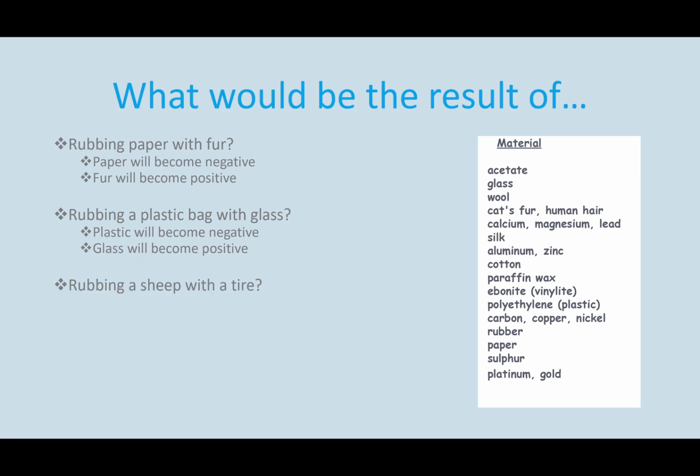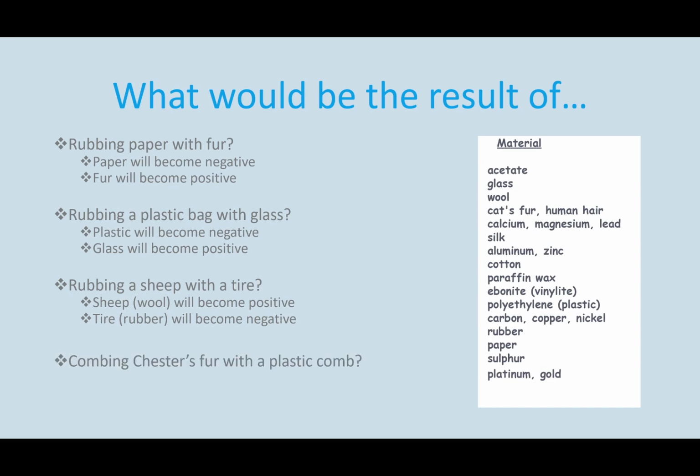Rubbing a sheep with a tire. The sheep is covered in wool and the tire is made up of rubber. Looking again at our table, wool is near the top and rubber is near the bottom. That means wool doesn't have a high tendency to gain electrons or hold on to them. So it's going to be more likely to give them away or have them pulled from it. When you lose electrons, you're going to end up being positive. That means rubber would end up being negative. So the sheep, or the wool, will become positive and the tire, or rubber, will become negative.